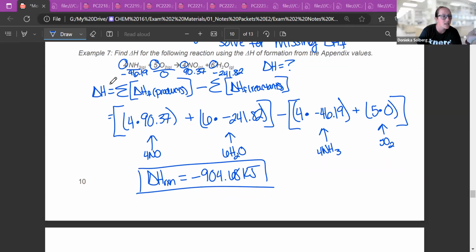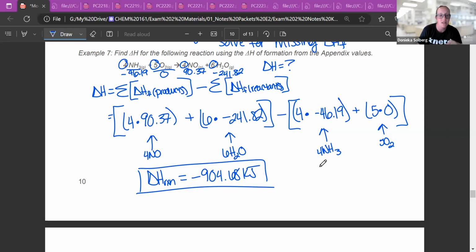So the equation is delta H equals the sum of the products minus the sum of the reactants. Now you do have to take into account that they have coefficients. So there's 4 of these, 6 of these. Products first, that means the stuff on the right first. So I have 4 NO, so 4 times 90.37, added to the sum of 6 waters, so 6 times negative 241.82. I add those together. That's the sum of my products.